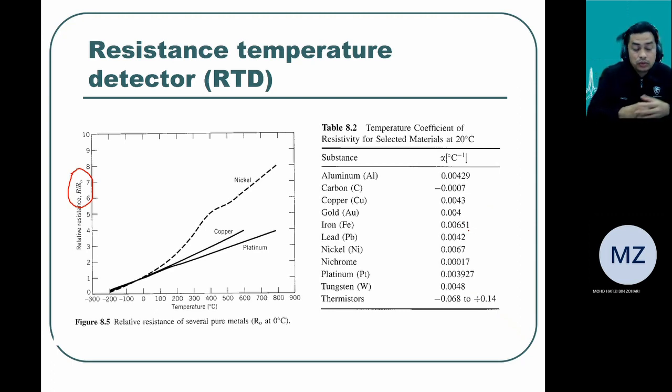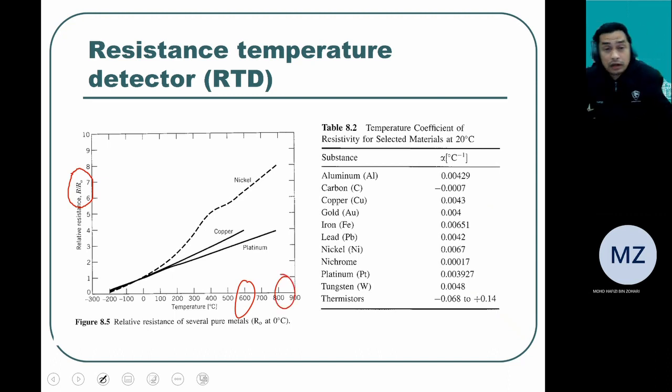It can show the value for the temperature measurement, platinum and copper. But copper is up to maybe about 600, but platinum can give up to 800 degrees. So we have a large range, starting from the cryogenic until the maximum, for copper 600 and for platinum 800. Nickel, yes, it can go up to 800, but it also has a very high slope, showing that it has a very high relative resistance compared to the temperature. But the problem with nickel is it has a bump, so we have uncertainties at about 300 to 400, 500 degrees C.